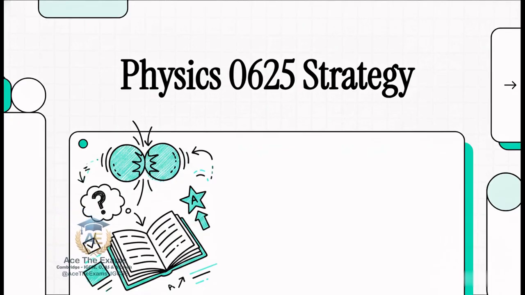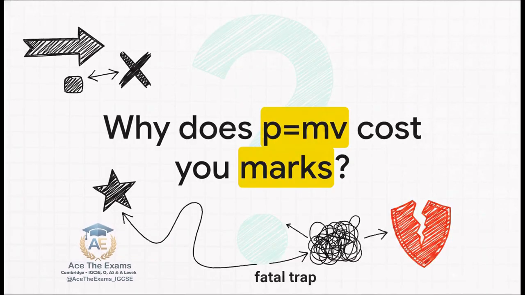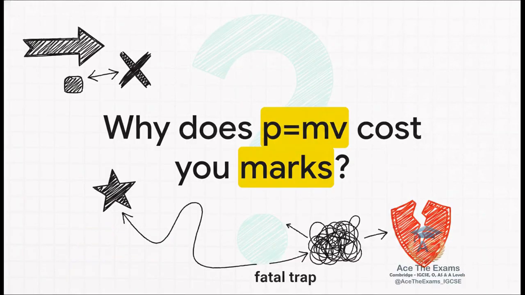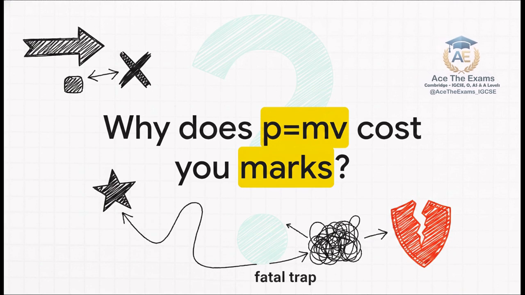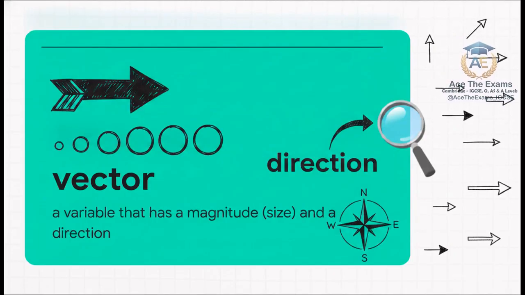Right now, let's go. So why does the seemingly innocent P equals MV shortcut instantly cost you 3 marks? Well, it happens because treating momentum as just plugging numbers into a formula without actually considering vectors is a fatal trap. It's a mistake examiners see all the time. Okay, let's dive into this.